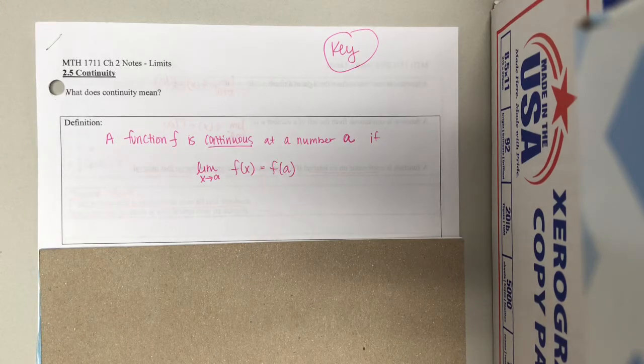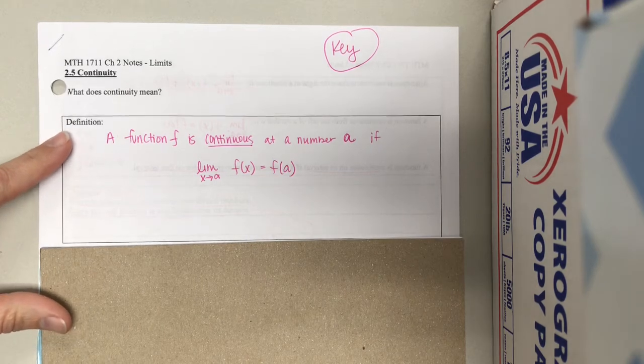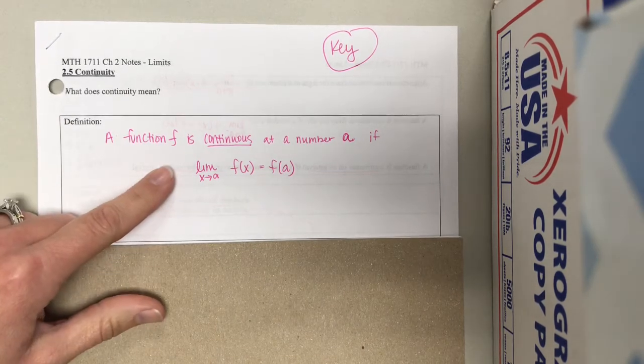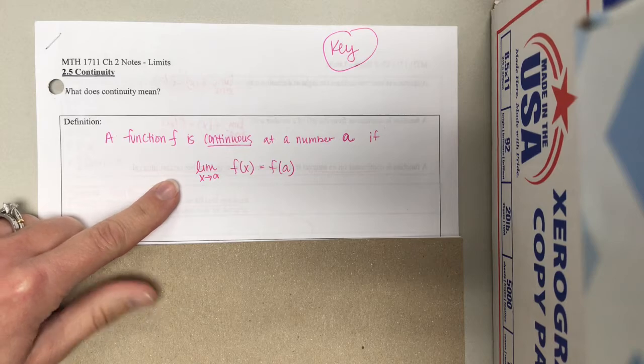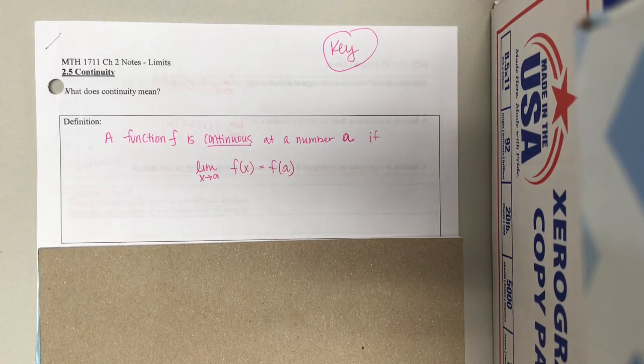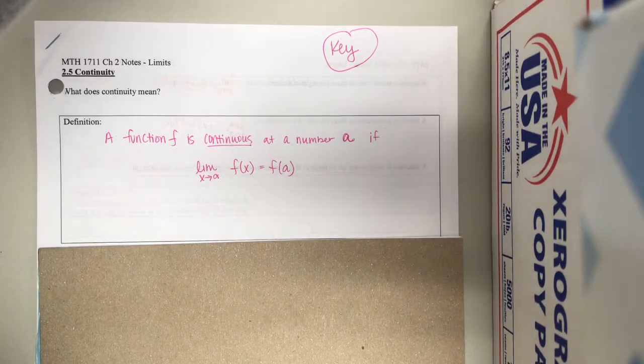These are the notes for section 2.4. The definition of a continuous function is: a function f is continuous at a number a if the limit as x approaches a of the function equals the actual value at a. So it's kind of like it sounds, the function would be continuous, like there's not a hole in the graph or a break in the graph or anything like that.